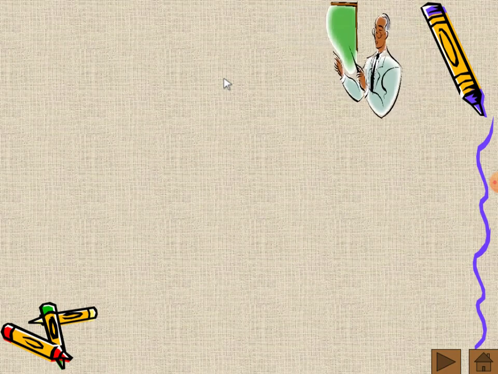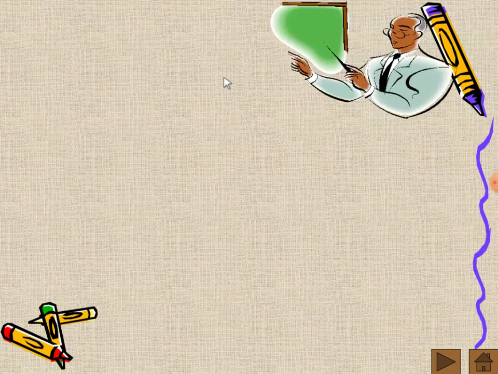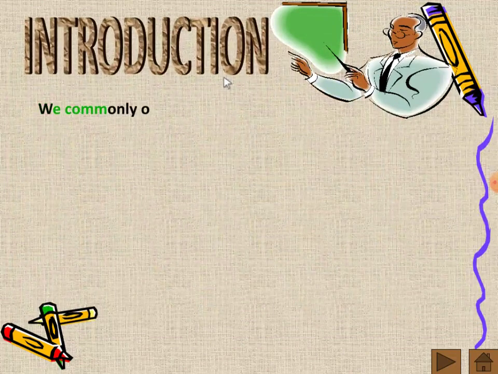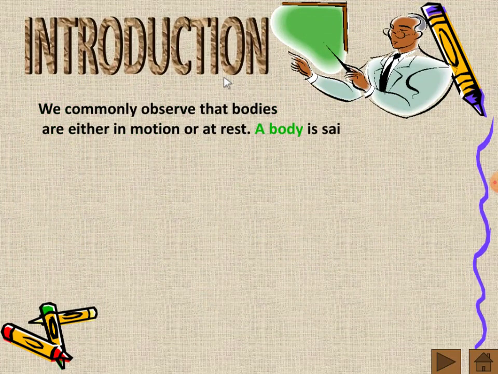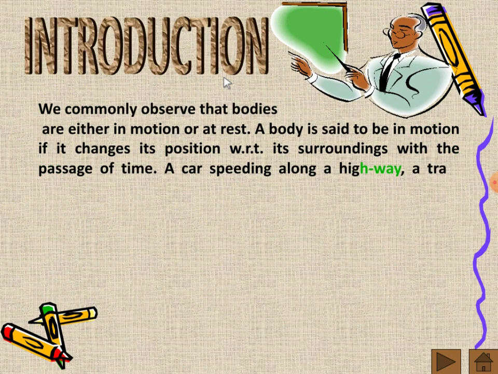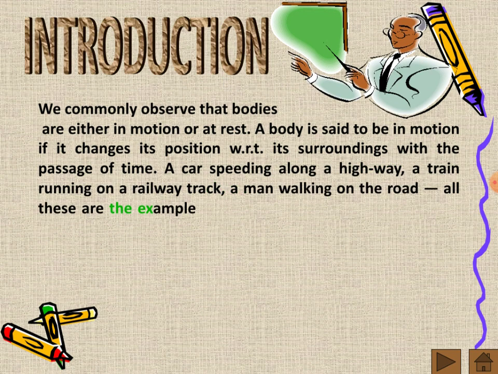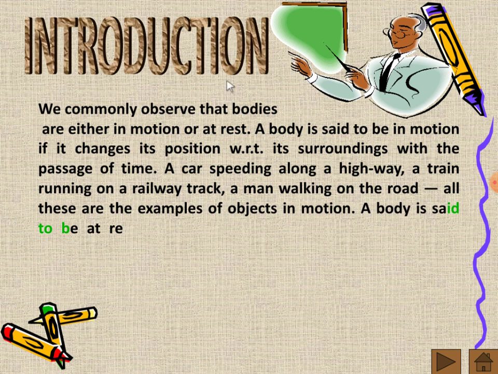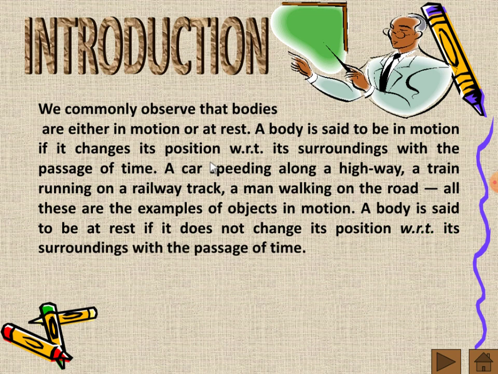Now in our day-to-day life, we see many objects moving and some objects not moving. Those objects which don't change their position with respect to the surrounding with respect to time, we call that object as in rest. And those objects which change their position with respect to the surrounding and with respect to time, we call that as what? Motion. So to say that the object is in motion, the object should change its position with respect to the surrounding with the passage of time.